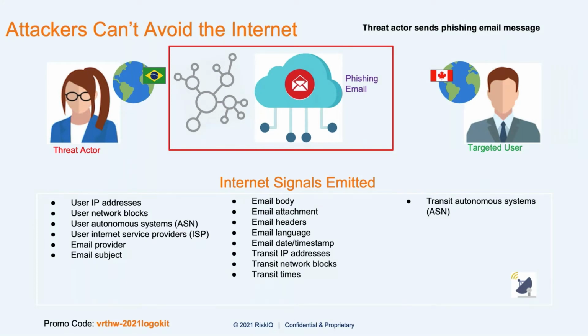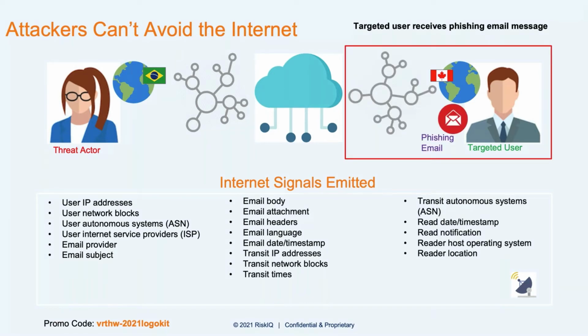And as it traverses the internet, you're going to see all of the transit IPs, net blocks, the times, the autonomous systems it's going through, and then it gets to the target. And at the target, it could have HTML code. So when they click on it, it phones back and they can fingerprint the machine. There's a time that they read it, the operating system, they can find out the location of where that person was. And that gives them the capability of seeing all that information. But these are all the signals that are emitted all the time. And if you're collecting them, then you can use them.